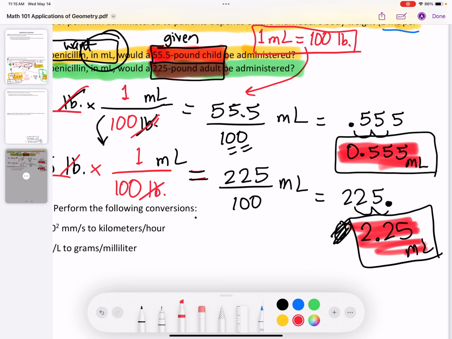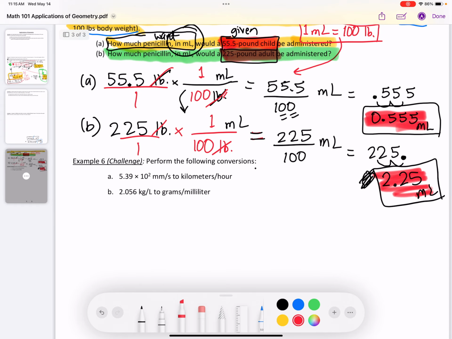Or the adult's dose is 2.5 multiplied by the child's amount. Yeah, that sounds about right. Yeah, okay. I believe it, I guess.